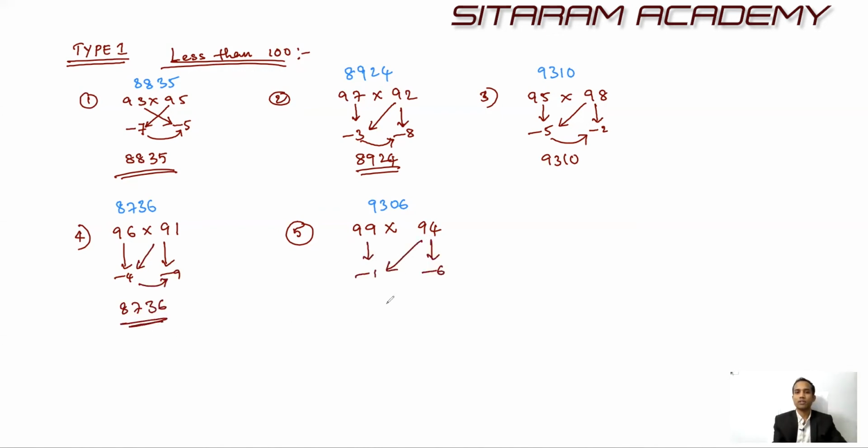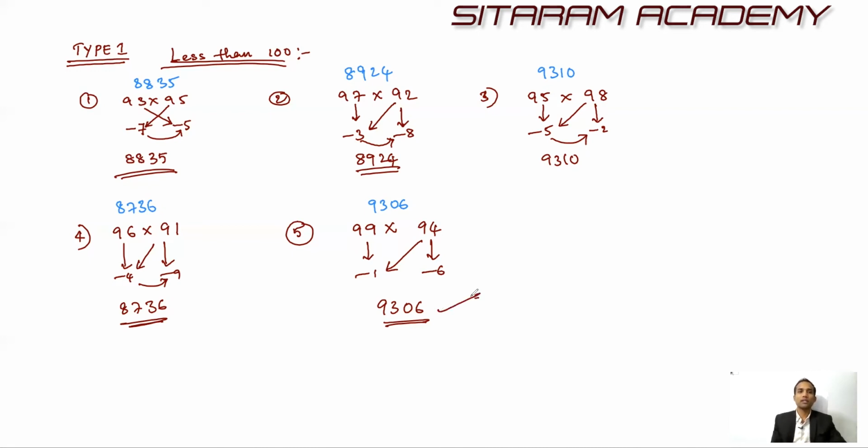94 minus 1 is 93. 1 into 6 is 6. So you should write in 2 digits. 06 we need to write. We need to remember this. Very important thing: we should write in 2 digits. If you get only 6, you write 06. If you get only 9, we write 09. Whatever. If you get a single digit, we write 0 and the digit. So this is the trick. It's very simple. All right.